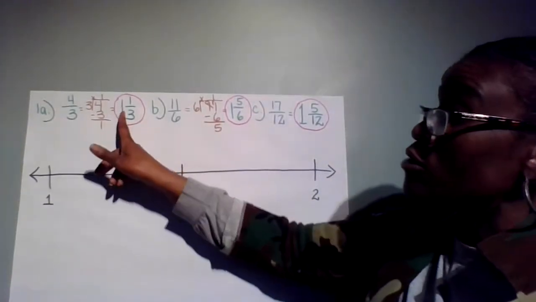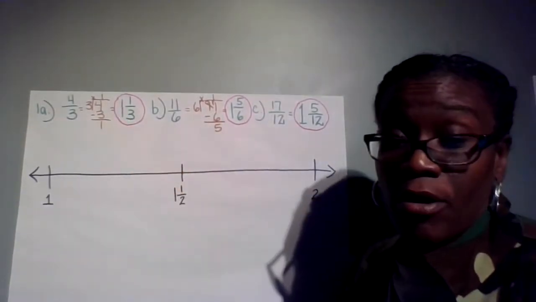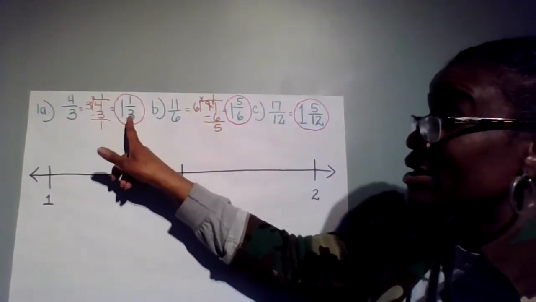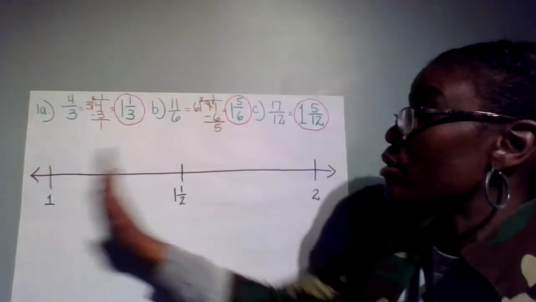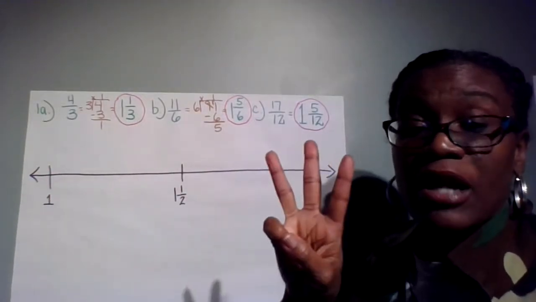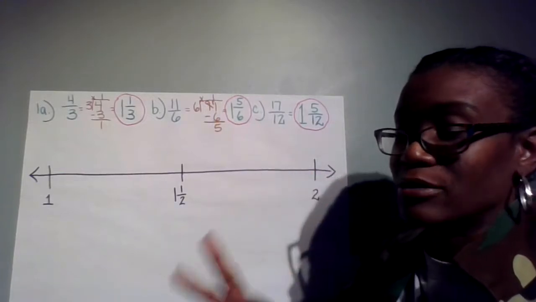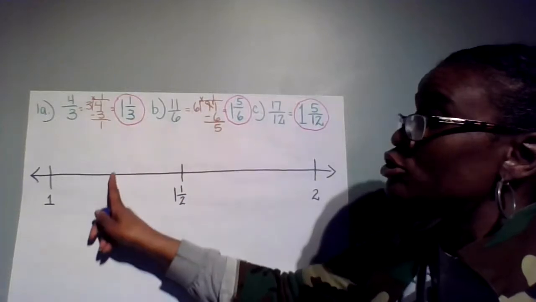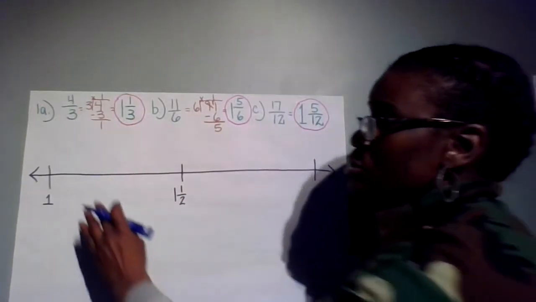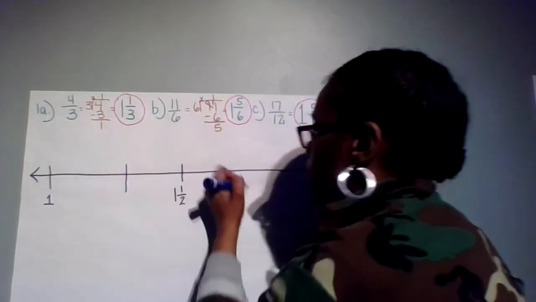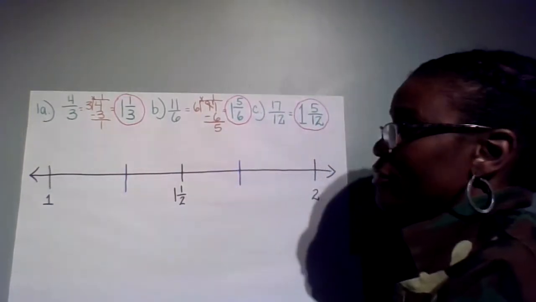So, first, let's start with 1 and 1/3. So, if we were going to use thirds, that tells us that our number line between the number 1 and the number 2, we're just going to have 3 lines. So, I'm going to use a blue marker to draw my thirds. So let's see. I would have one right there and one right there.